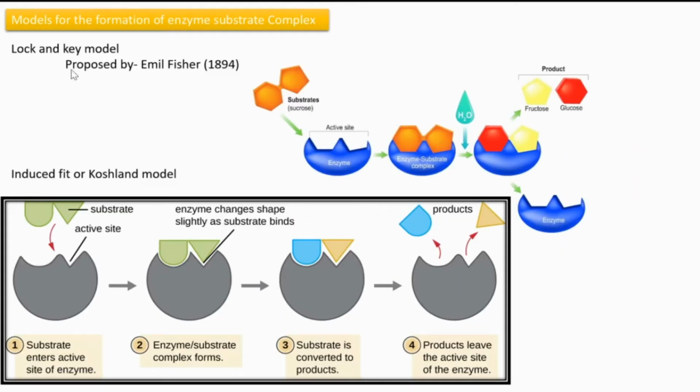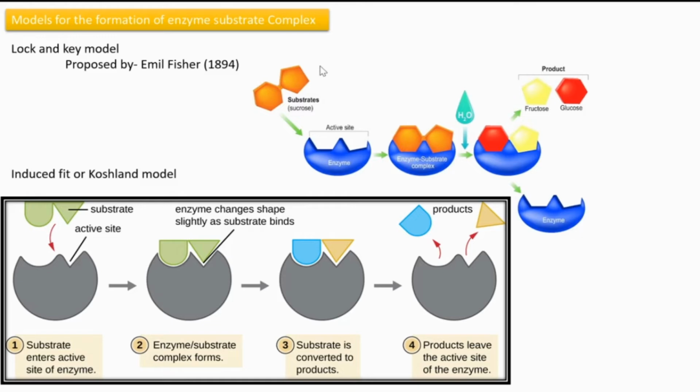Next, we are going to see models for the formation of the enzyme substrate complex. Very, very important. It has been asked several times in university examinations. The lock and key model is very important, and it's very easy. It was proposed by Emil Fischer in 1894. It says that the structure of the active site is complementary to the structure of the substrate. That word we need to stress more: complementary. The structure of the active site is complementary to the substrate, like a key fits a lock. That's why this model is called lock and key.